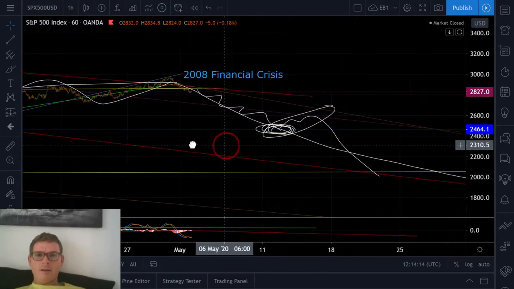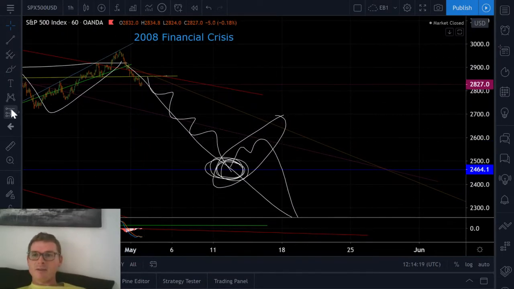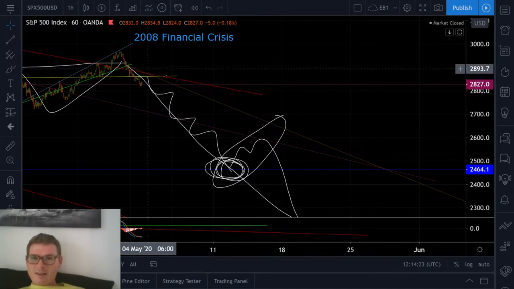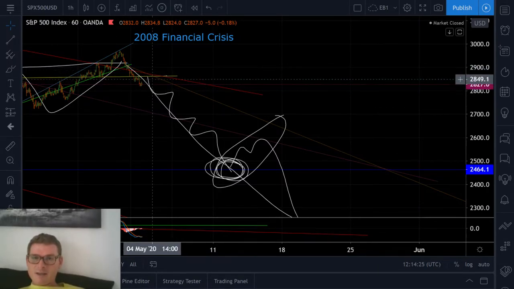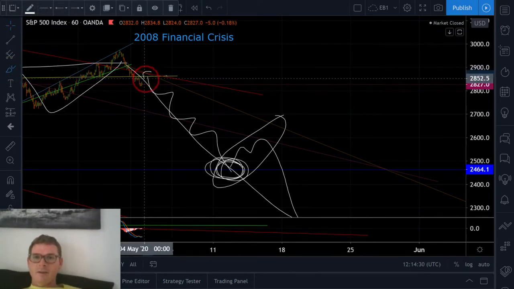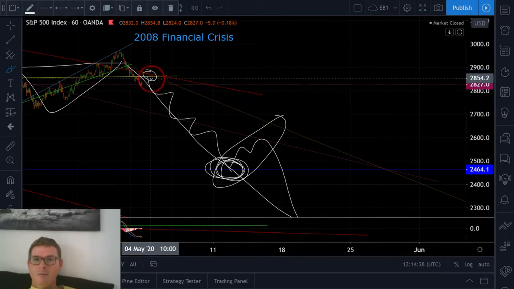I'll just officially remake my targets based on my squiggles here. I kind of like this super choppy, messed up area for a bounce target. I like this area for another back test, like around 2861, May 4th. May 4th, 2861. I think we're going to get another back test.